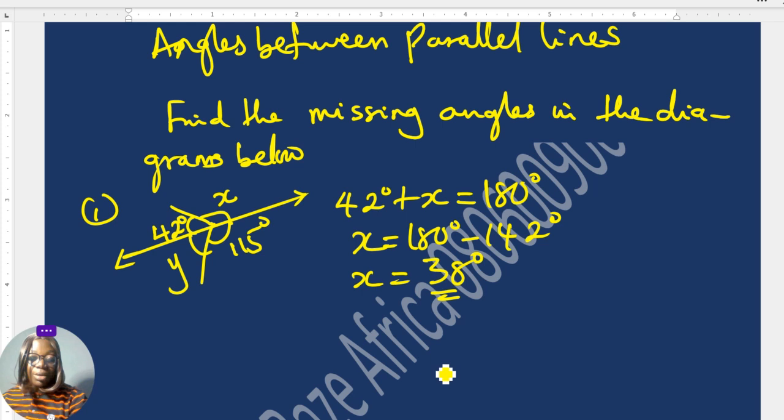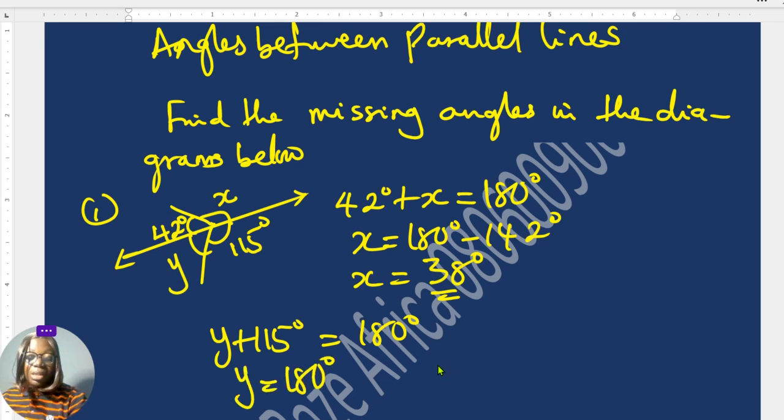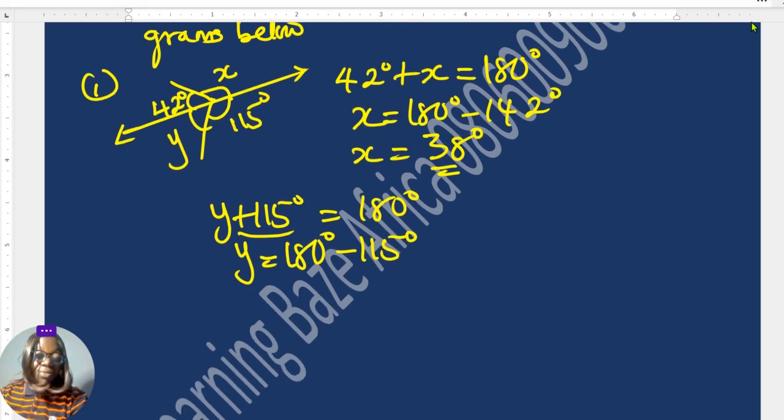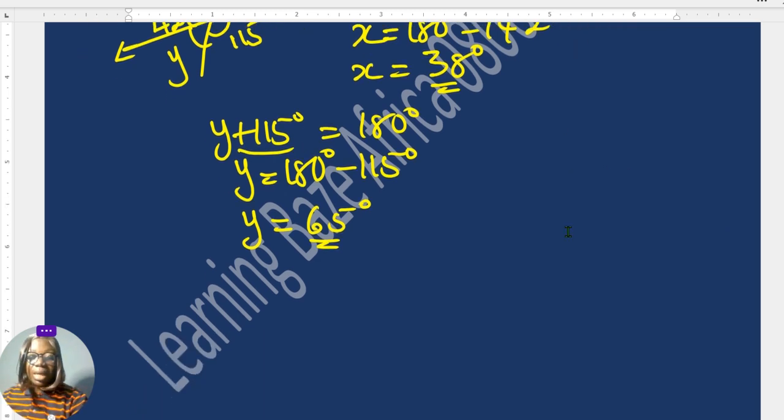Now, y and 115 degrees are on a straight line. So the sum of angles on a straight line is equal to 180 degrees. Now let's collect like terms. y is equal to 180 degrees minus 115 degrees, because we have to subtract 115 from both sides to be left with y. So y is equal to 65 degrees. Okay, so now let's see another example.